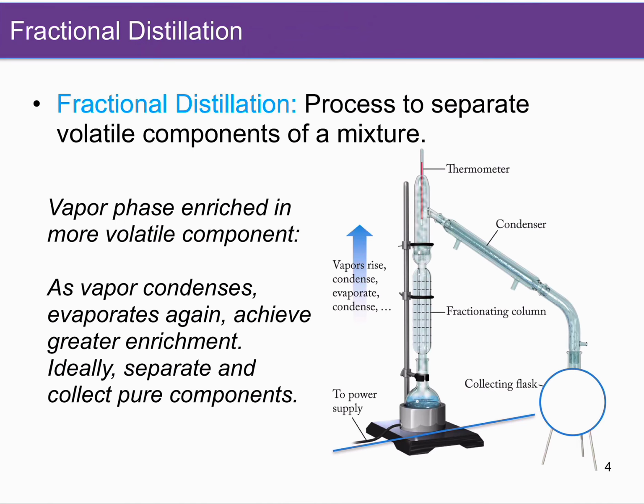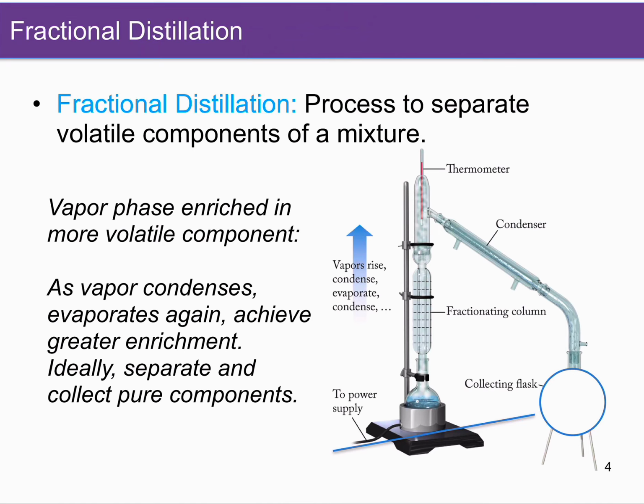Now we can use something called fractional distillation to separate these particular mixtures. As we're talking about an ethanol-water solution, the difference between ethanol and water is that they have different vapor pressures, which means they have different boiling points. So if we have a mixture of ethanol and water, we can use this method called fractional distillation to selectively separate the ethanol from the water.